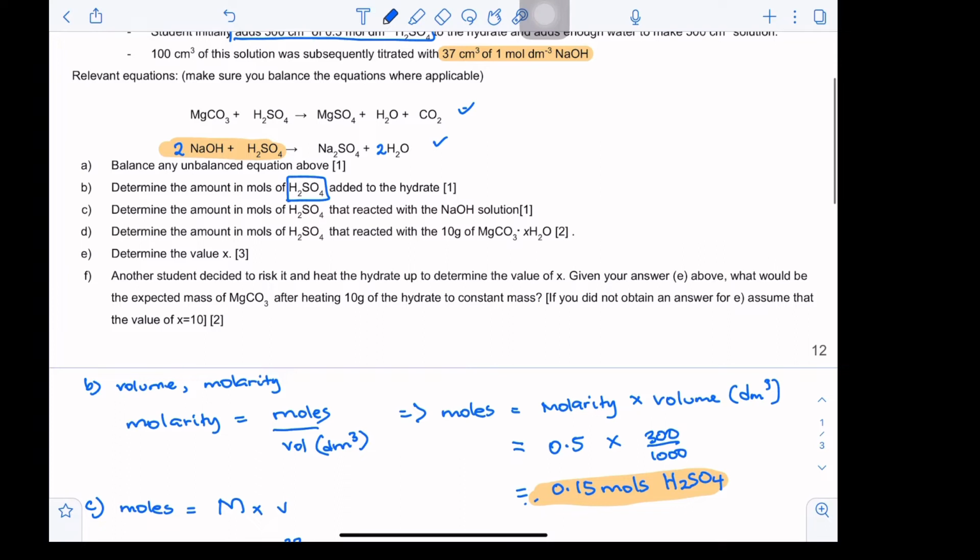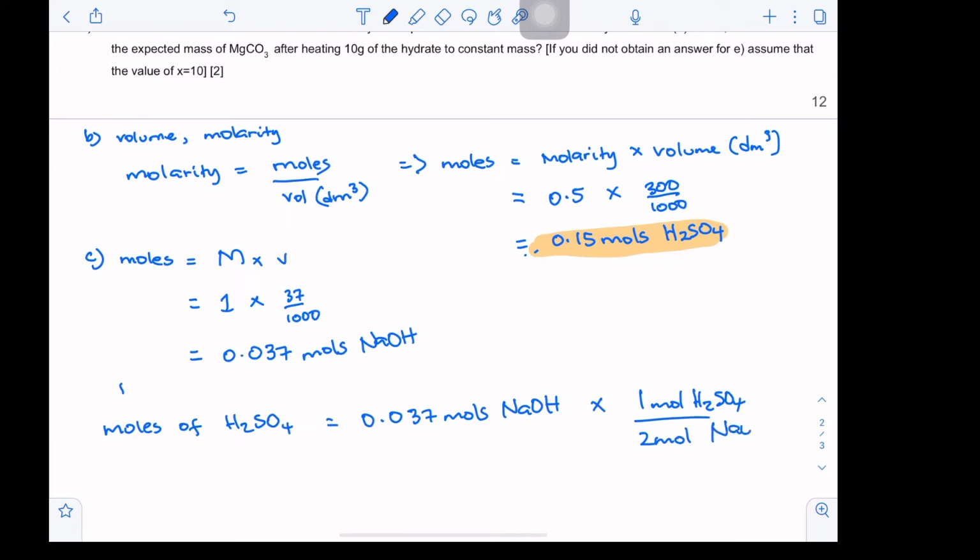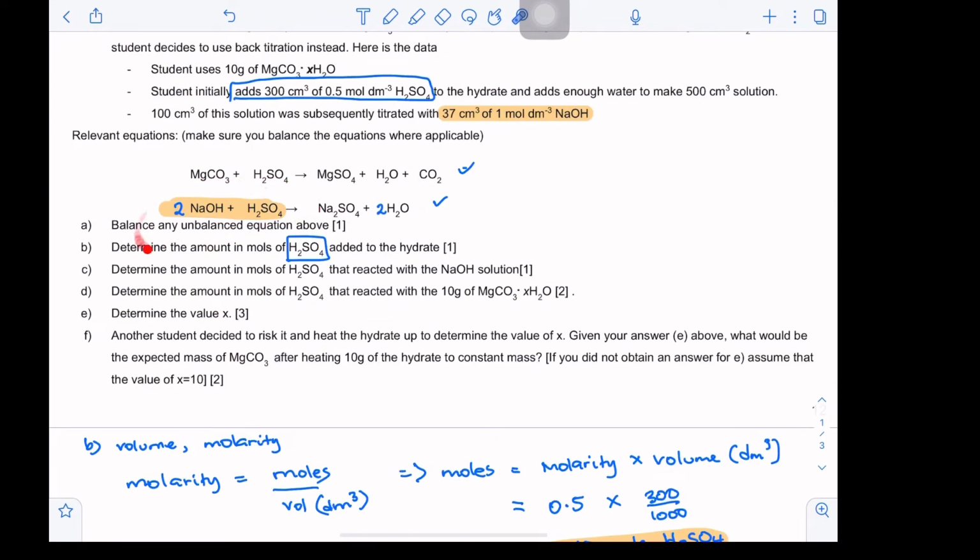According to the balanced equation, for every 2 moles of NaOH, we have 1 mole of H2SO4, and this means that moles of H2SO4 that reacted with NaOH equal 0.037 moles of NaOH multiplied by 1 mole H2SO4 over 2 moles NaOH. I got this from here.